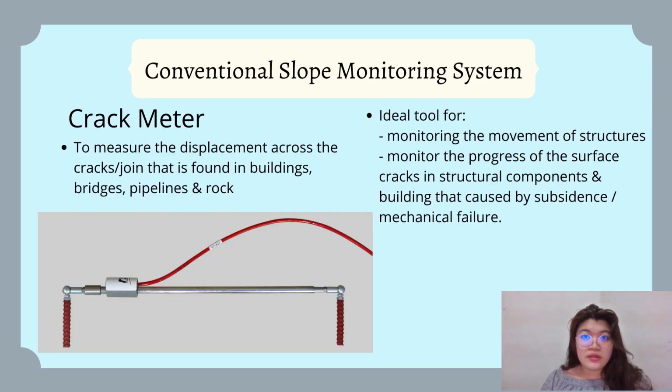Crack meter. The function of a crack meter is to measure the displacement across a crack or joint that is found in buildings, bridges, pipelines, and rocks. It is an ideal tool for monitoring the movement of building structures, and secondly to monitor the progress of surface cracks in structural components and buildings caused by subsidence or mechanical failure.